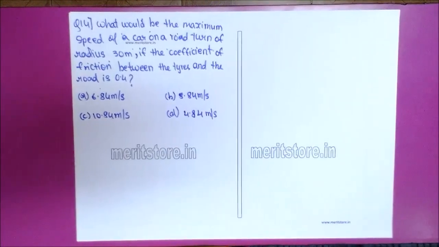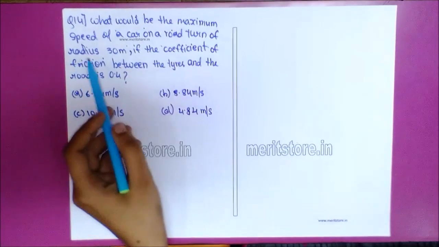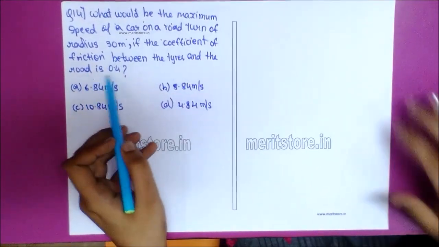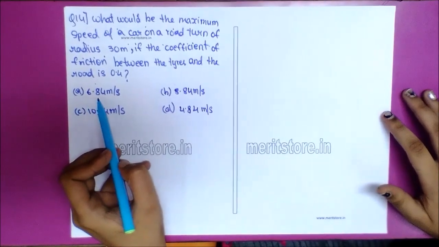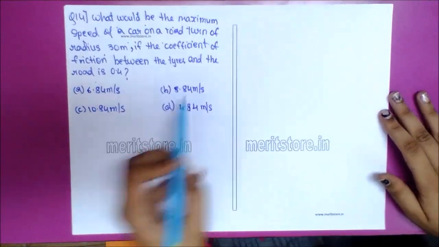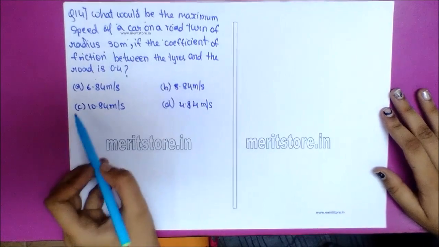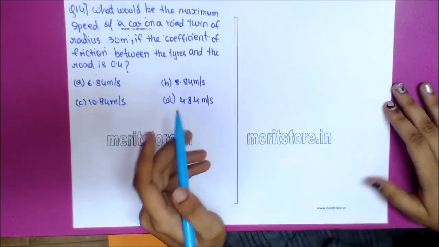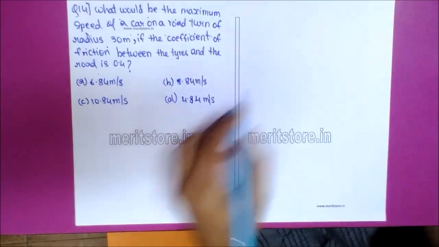What would be the maximum speed of a car on a road turn of radius 30 meter if the coefficient of friction between the tires and the road is 0.4? A. 6.84 meter per second, B. 8.84 meter per second, C. 10.84 meter per second, D. 4.84 meter per second. So over here we have to find out the maximum speed.